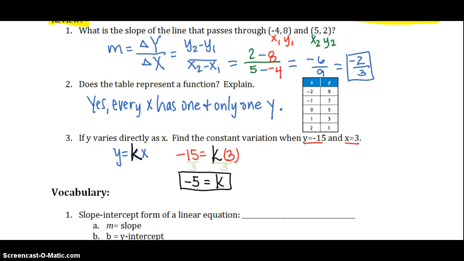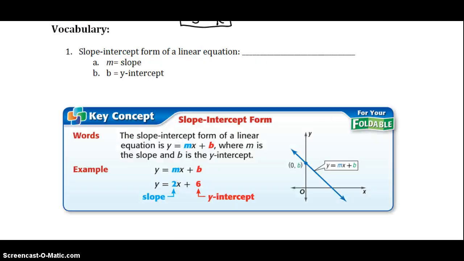All right, so we are ready for our new material. Slope-intercept form of a linear equation. You're always going to have an x and a y. Well, I shouldn't say always. There are rare occasions where you don't have an x or you don't have a y, but you always have one or the other. So most linear equations have a y and an x. So y equals mx plus b is slope-intercept form of a linear equation.